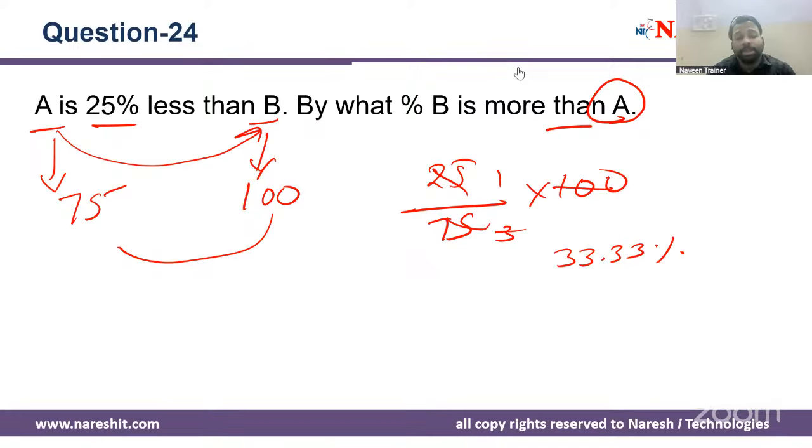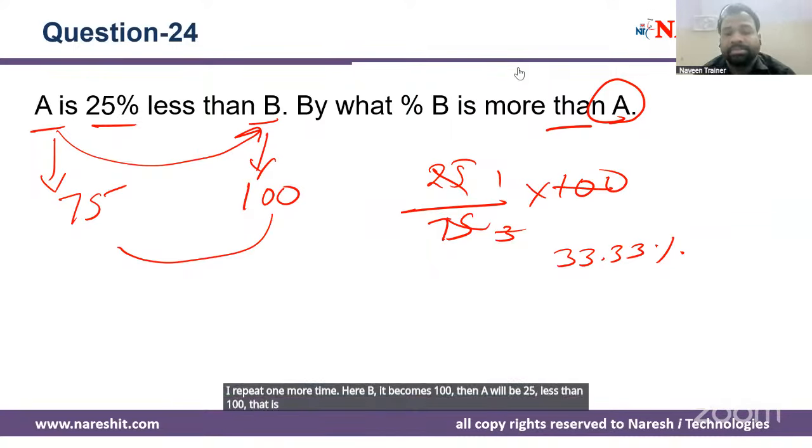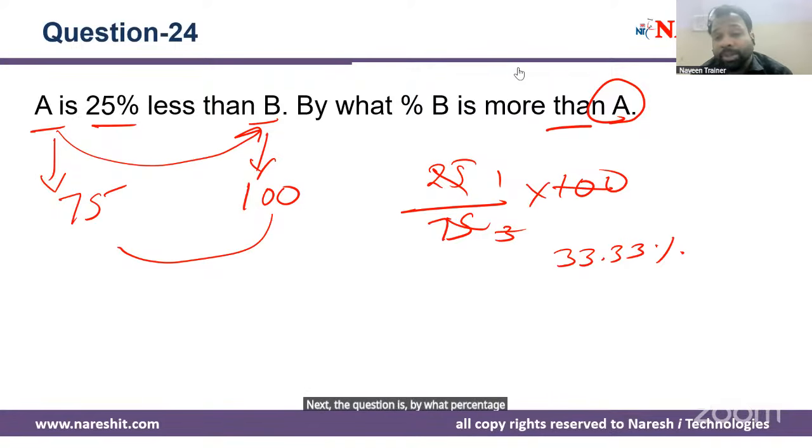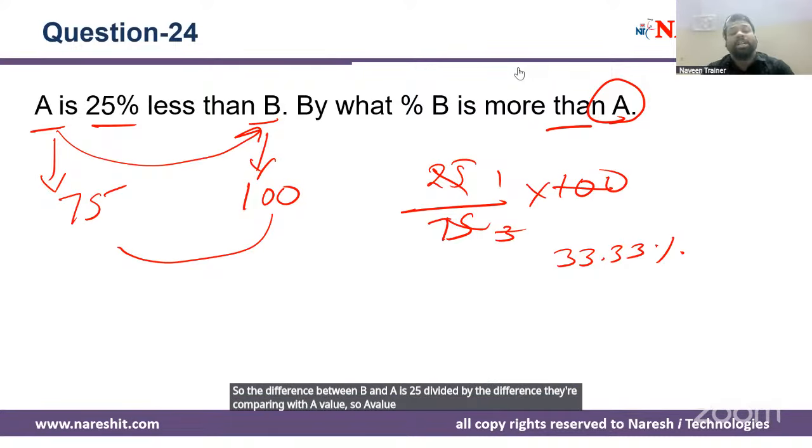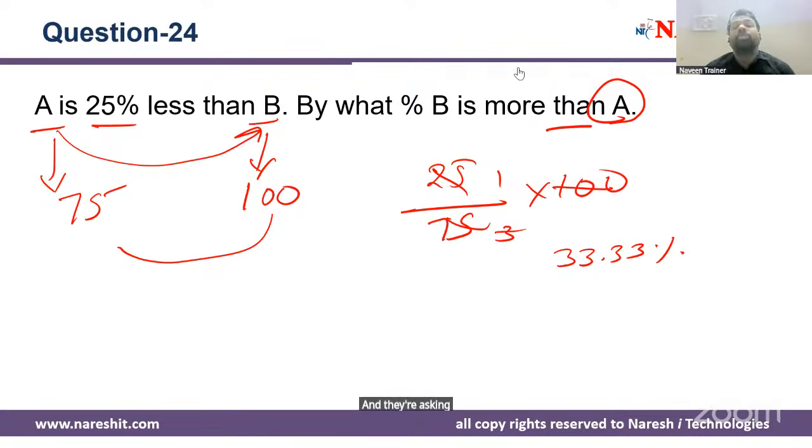I repeat one more time. Here B becomes 100, then A will be 25 less than 100, that is A is 75. Next, the question is by what percentage B is more than A. So the difference between B and A is 25, divided by the value they're comparing with, A. So the A value will come in the denominator, and they're asking in terms of percentage, so into 100, which becomes 33.33.